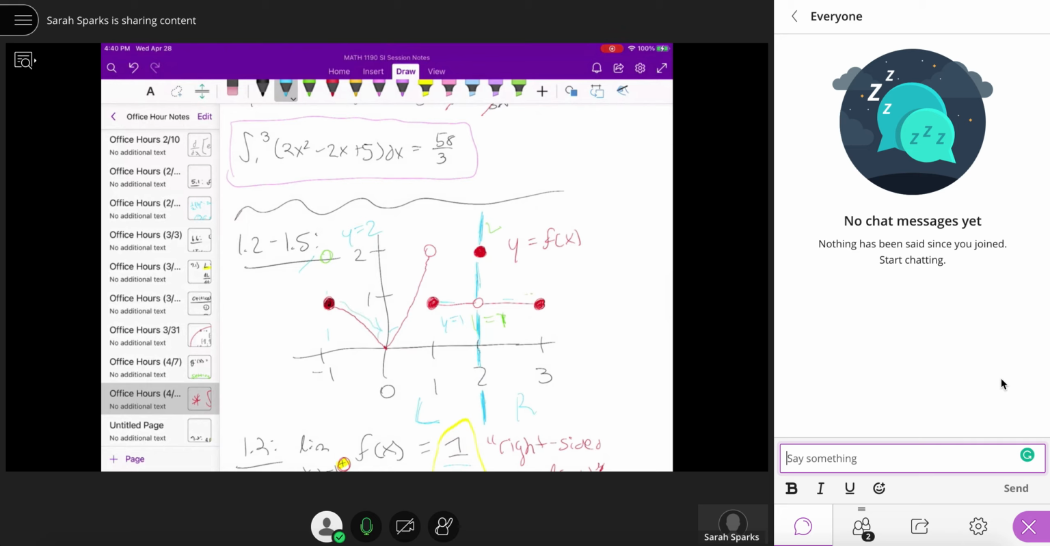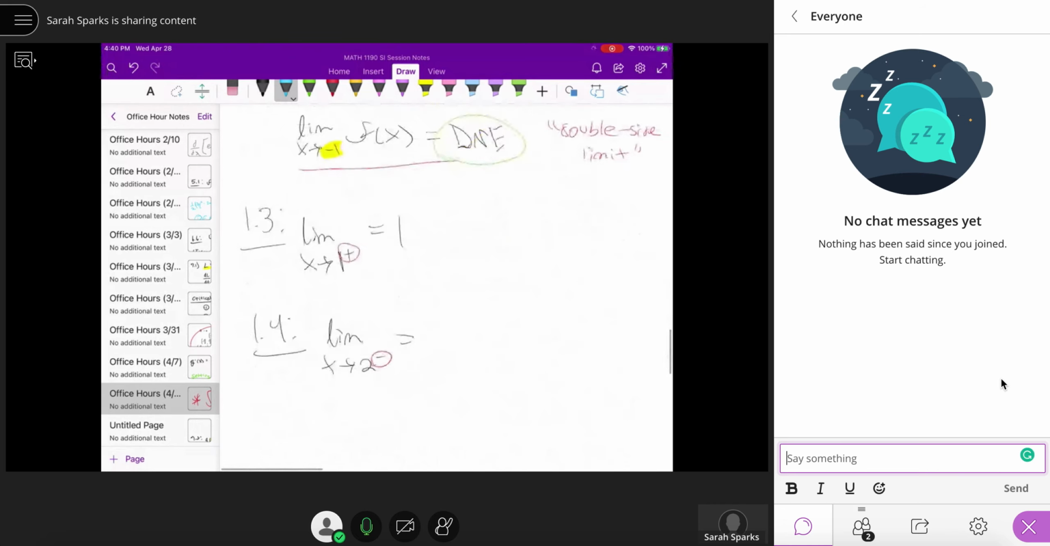So we're coming from the left over there, we go up there, we then see it jumps down here and approaches this value right here. And this is where y is equal to 1. So it should just be the limit as x approaches 2 from the left is equal to 1. Okay. Oh, okay. It makes better sense now.